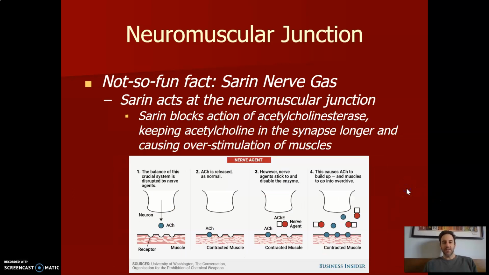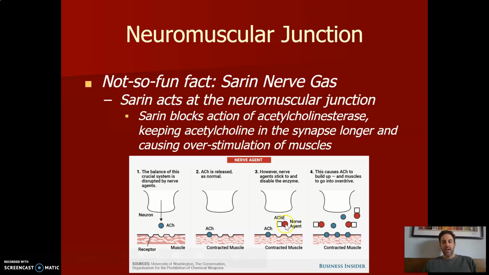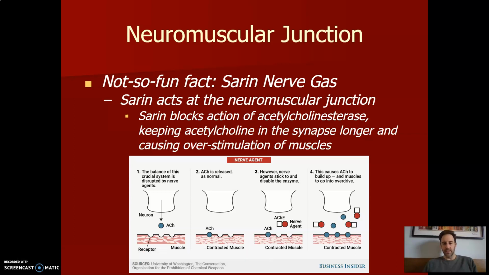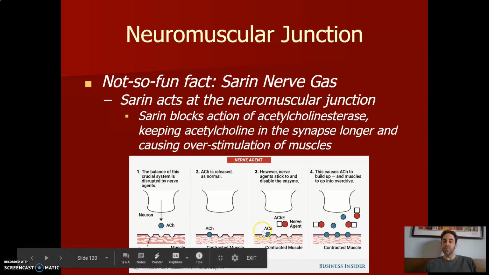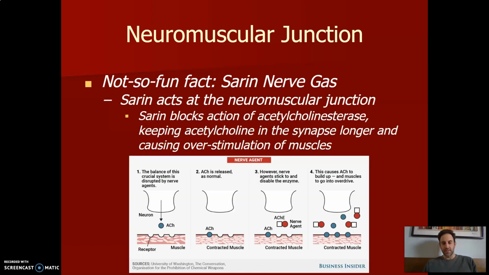Well, in the case of sarin nerve gas, what happens is sarin basically inactivates that enzyme. If it inactivates that enzyme, acetylcholine isn't destroyed and it stays in that synapse longer. And you may recall when we talked about cocaine, we saw that cocaine has the same effect with dopamine. It keeps dopamine in the synapse for too long, and that's what causes the high. Well, in this case, acetylcholine is in the synapse too long, and instead of causing a high, it's overstimulating your muscle. And that is why this is such a horrific thing, because your muscles are involved in everything.